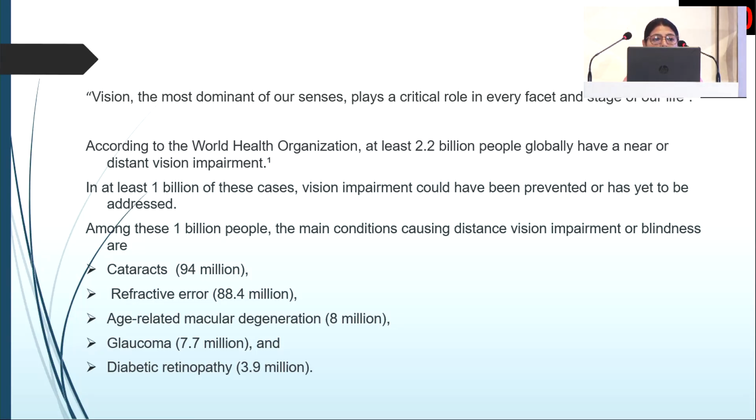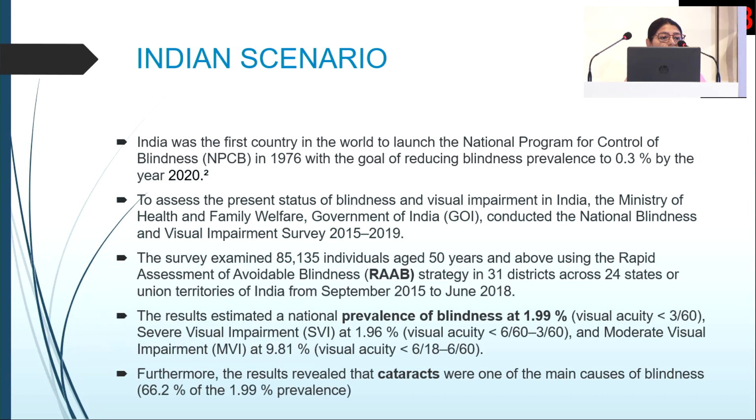According to WHO, at least 2.2 billion people globally have a visual impairment, and out of these, in 1 billion cases, this impairment could have been prevented or has yet to be addressed. Coming to the Indian scenario, to assess the present status of blindness and visual impairment in India, the Ministry of Health and Family Welfare conducted the National Blindness and Visual Impairment Survey in the year 2015 to 19, using the rapid assessment of avoidable blindness strategy in individuals above 50 years across 31 districts of India.